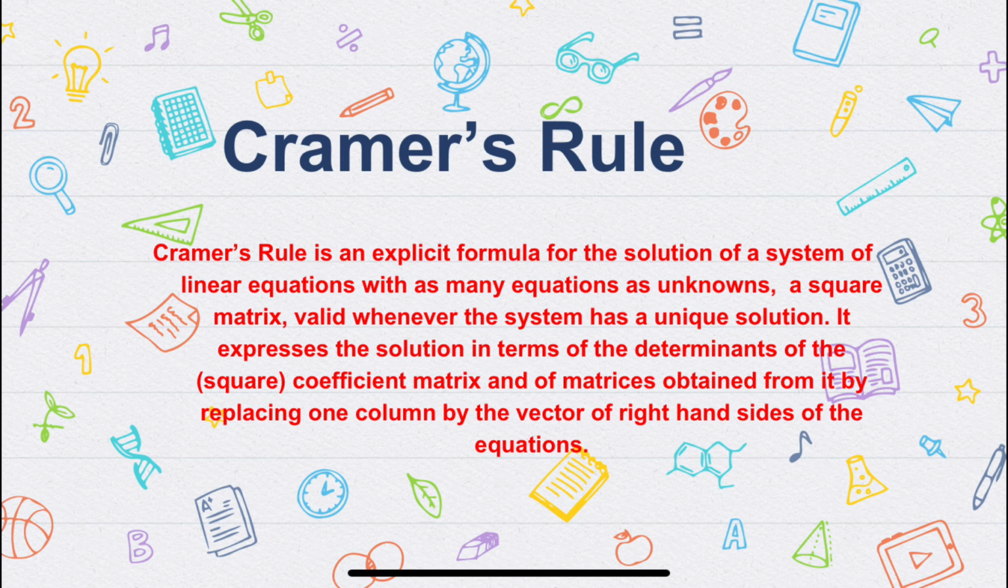I am Sharif, I will explain about the method used to solve the second equation. For question number 2, we use the Cramer rule. Cramer rule is an explicit formula for the solution of a system of linear equations which has as many equations as unknowns, valid whenever the system has a unique solution. It expresses the solution in terms of the determinant of the square coefficient matrix and of matrices obtained from it by replacing one column by the vector of the right hand side of the equation.